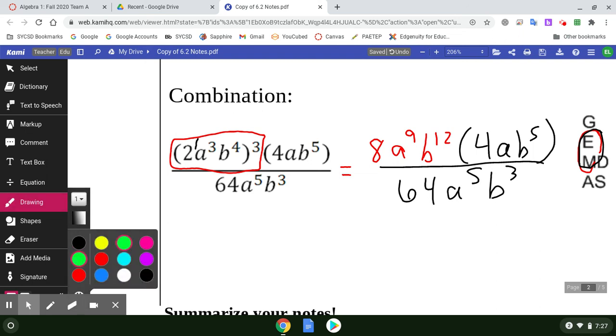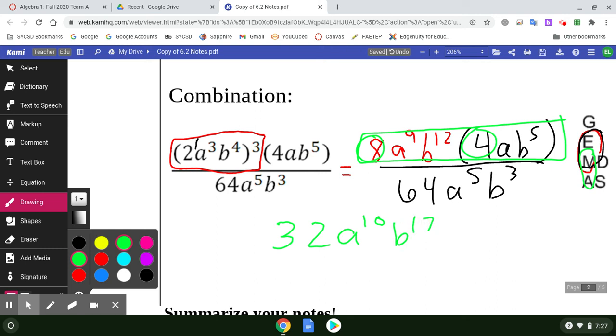So you'll notice that means I'm applying that to this expression right here. And when I'm multiplying like bases, I'm adding the exponents. So my new numerator, first of all, I've got 8 times 4, so that's 32. And then a to the 9th times a, so that's a total of 10 factors of a. b to the 12th times b to the 5th is 17 total factors of b. And then my denominator did not change yet.